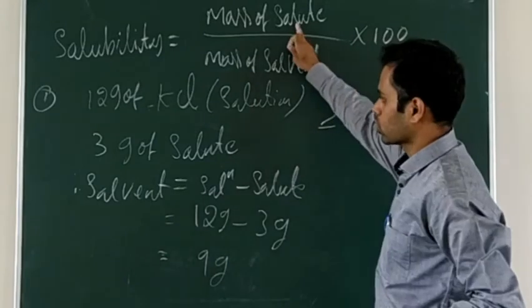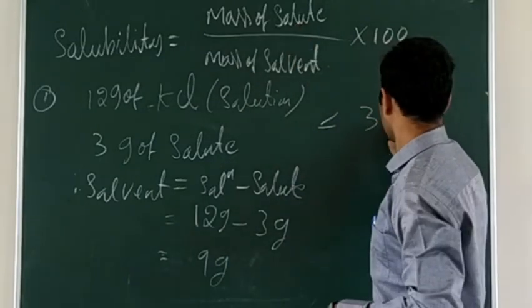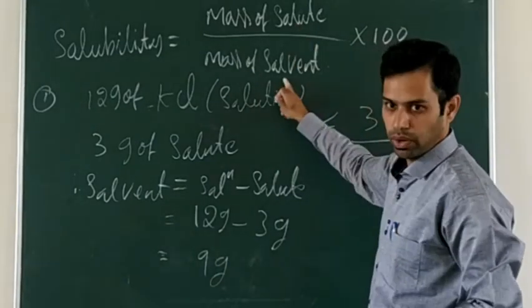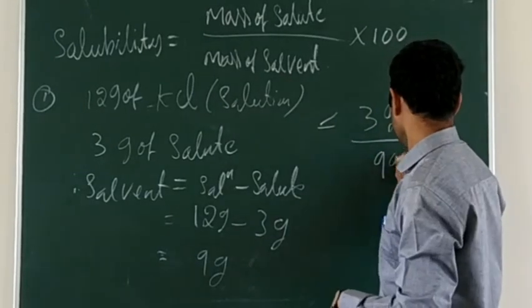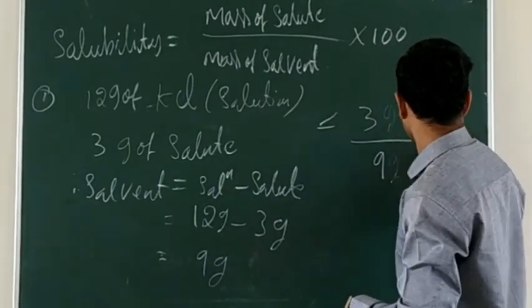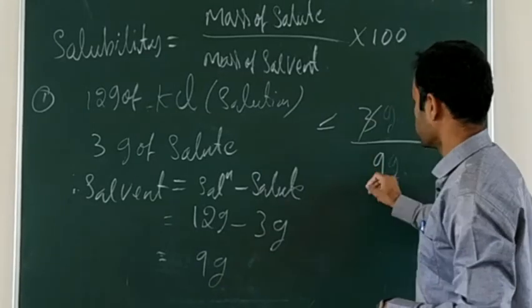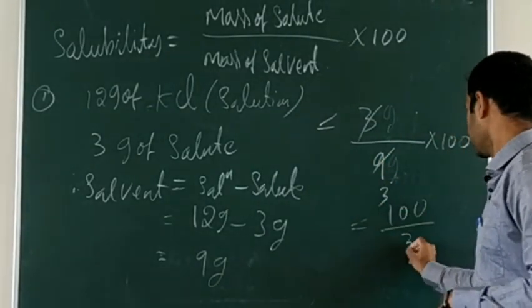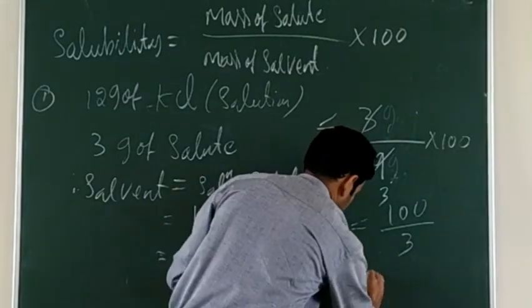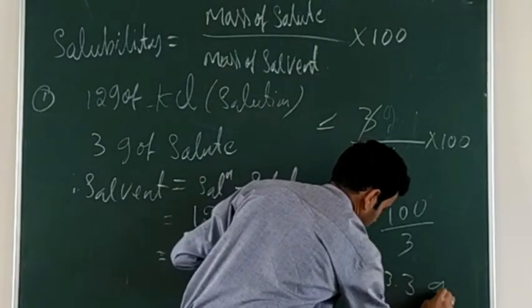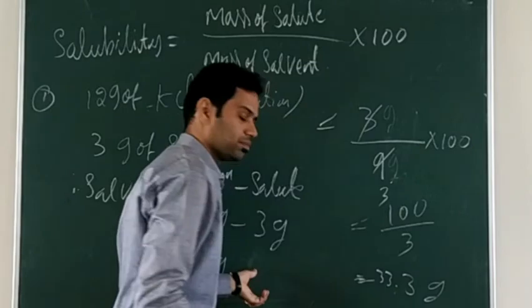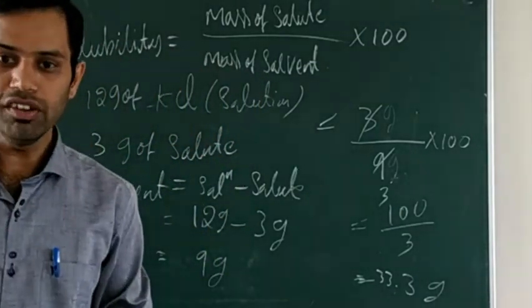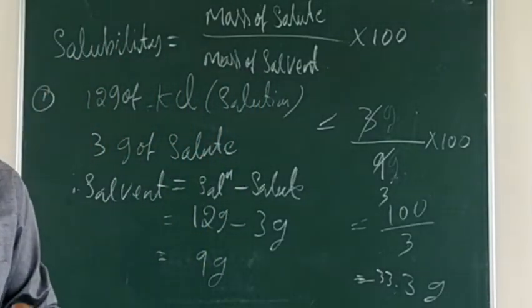So mass of solute how much? 3 gram, divided by mass of solvent 9 gram, into 100. So 3 ones are 3, 3 threes are 9. So 100 by 3, that will be 33.3 gram. So this is the solubility of potassium chloride.